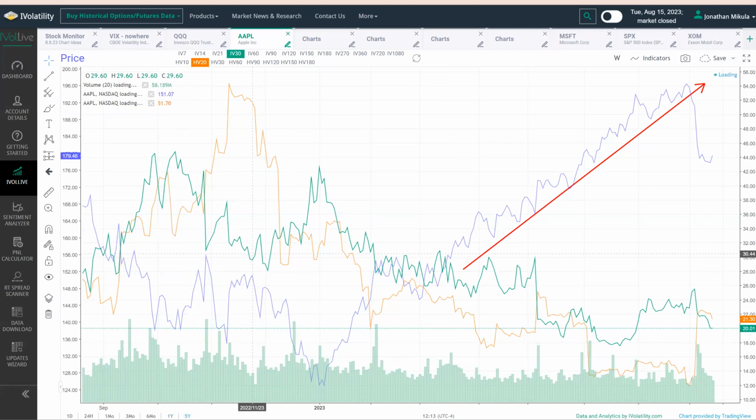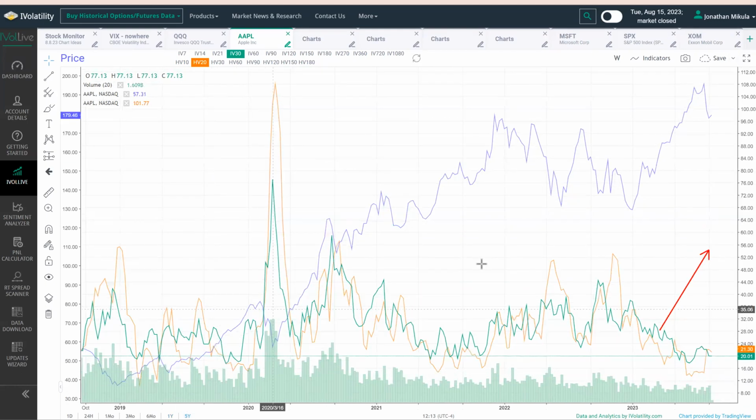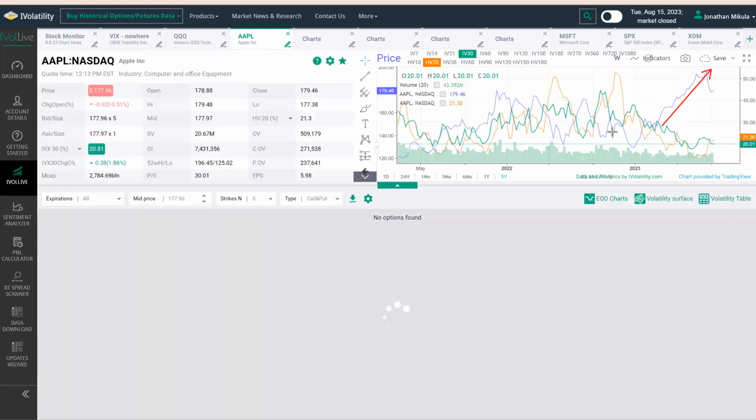In any of our charting views, you can view up to 5 years worth of data on spot price, implied volatility, and historical volatility. So this is a treasure trove of data, and it really clearly illustrates that when Apple's going up, volatility is going down. When Apple is going down, volatility is going up. That's that inverse relationship that we were talking about.